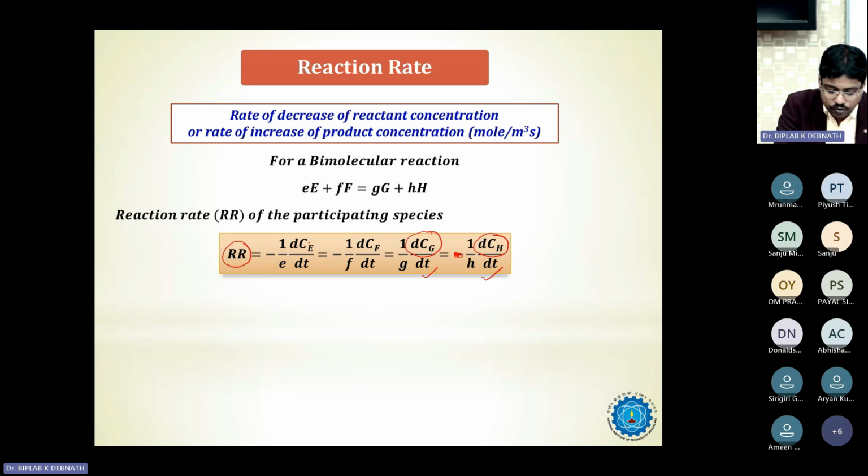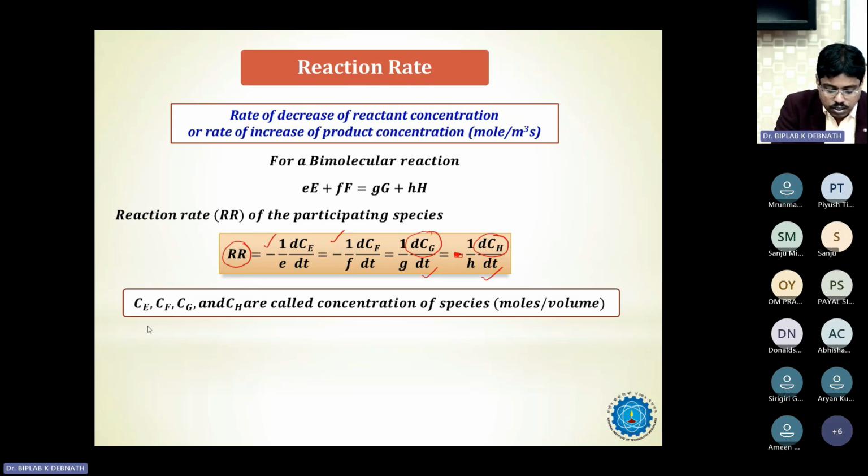If you notice that for the reactants we use a negative sign because continuously the reactant constituents will go on decreasing, whereas for products, that means G and H, we don't use a negative sign, that means a positive quantity, that means gradually the product quantities should increase. So here CE, CF, CG and CH are called concentration of species, moles per unit volume.